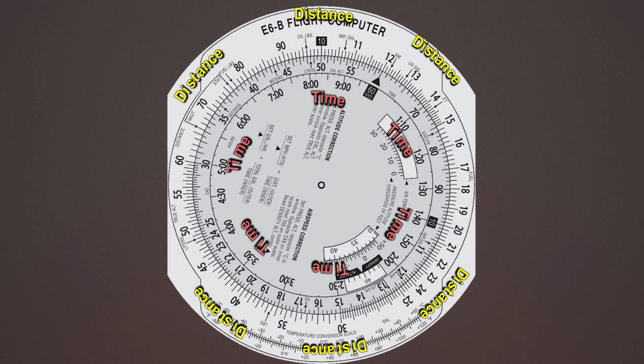And let's say you fly for 2 hours. So on the inside you can find either 2 hours or 120 minutes. And on the outside you can see that you will go 240 miles. If you're flying at 120 knots, that's where our rate arrow is, and you go for 400 miles, that'll take you about 3 hours and 20 minutes, or 200 minutes.